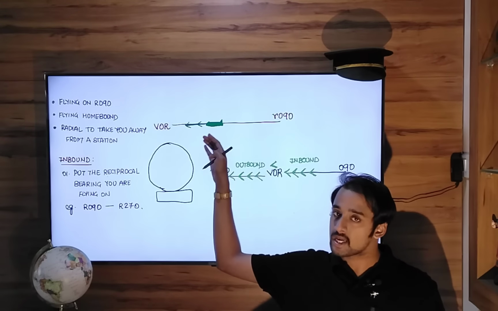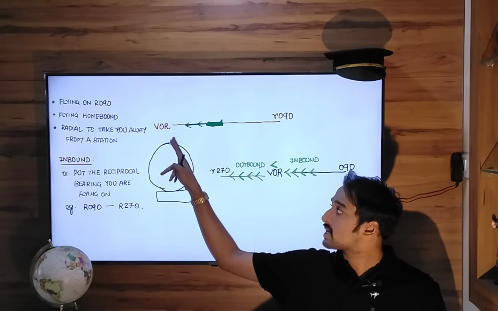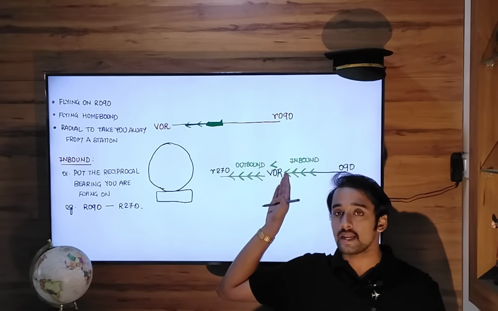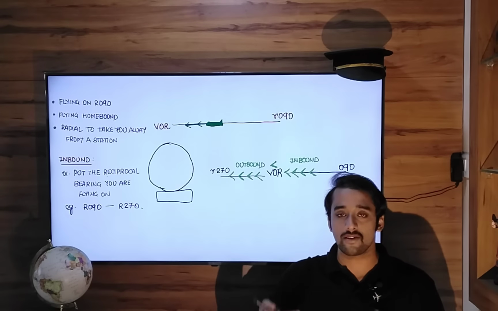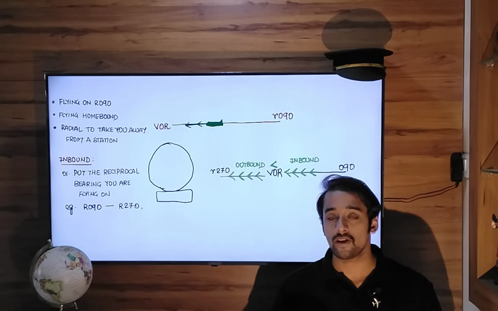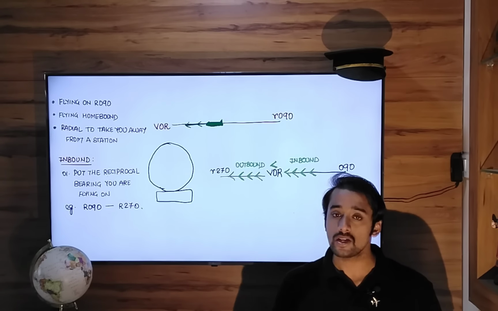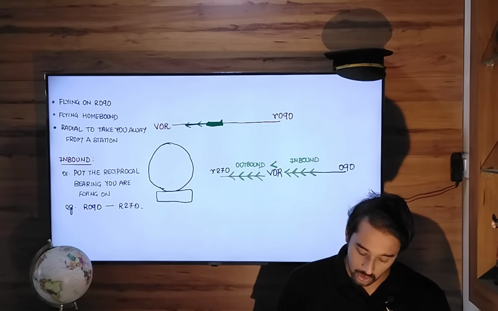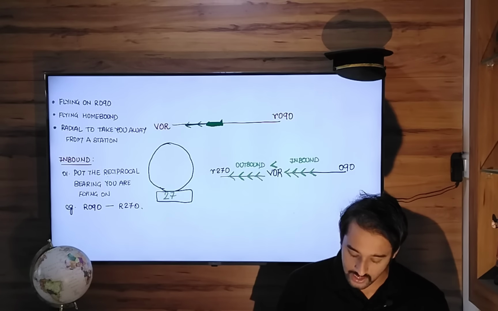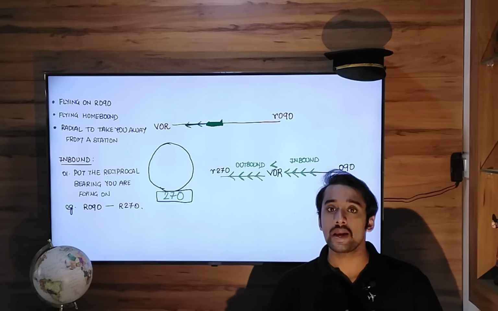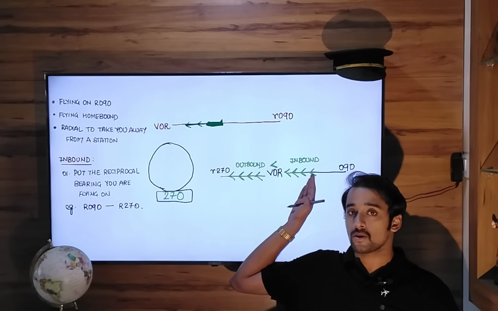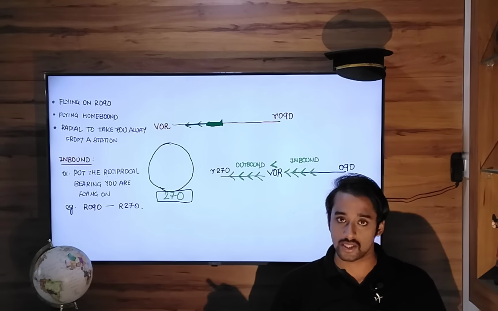If we keep flying on this radial 090, sooner or later we will reach a VOR station, overfly that and automatically transition to the opposite radial 270. So when you are flying towards a station, you should put the OBS setting which sooner or later you will transition to. In this case, the reciprocal of 090 is 270. Okay, meaning you are going towards the 270 radial, right? From radial 090, you are going towards radial 270.